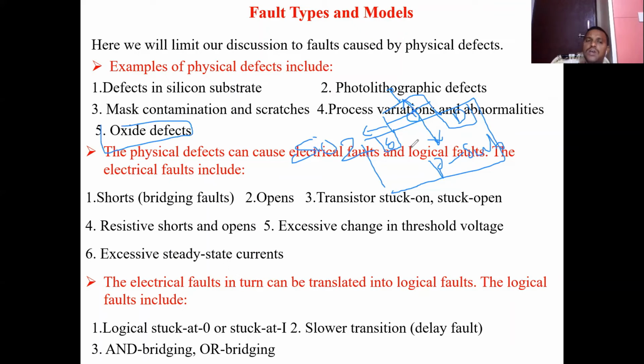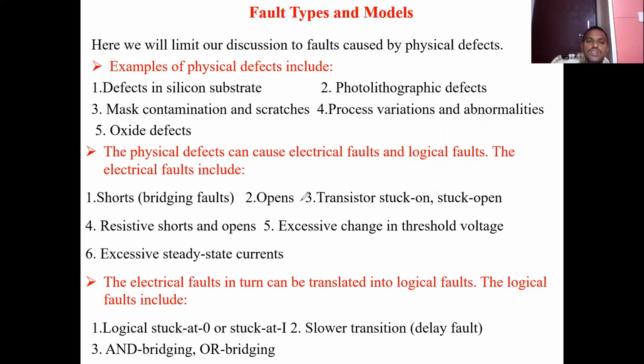Another fault we can observe is open. We will consider one example and I will explain it. So these are the electrical faults that are affected by the physical defects: shorts, that is bridging faults, and second, opens, meaning open circuited. Next are transistor stuck on, stuck open, stuck at 0, stuck at 1, which we get from these faults as logical faults.